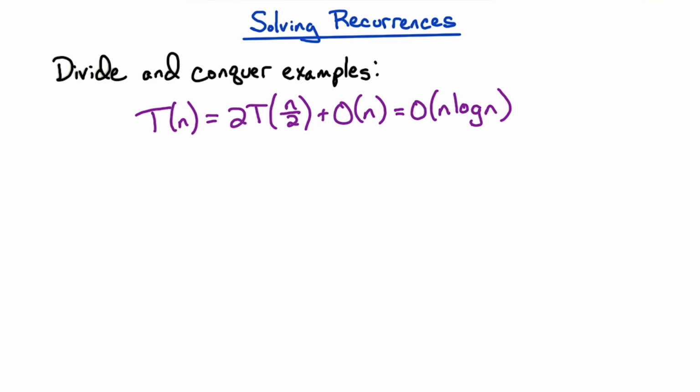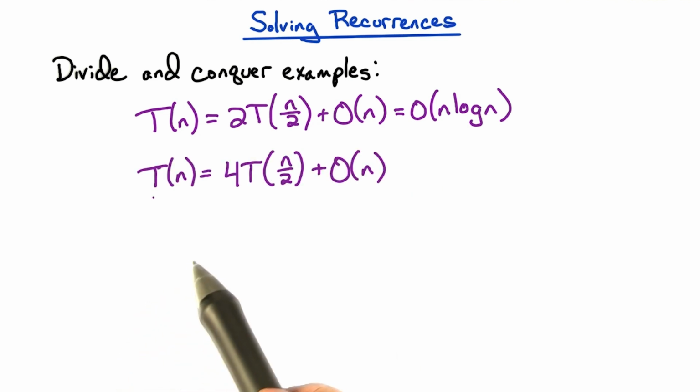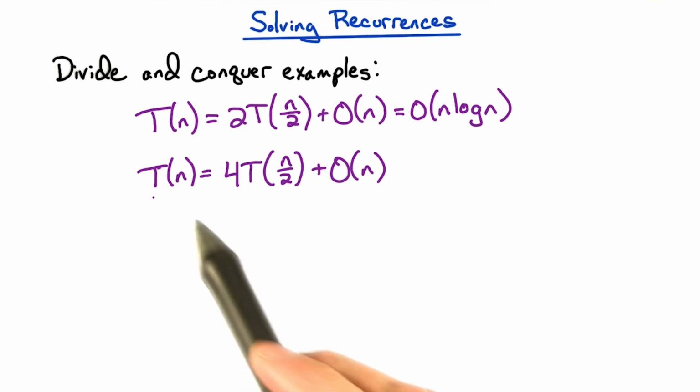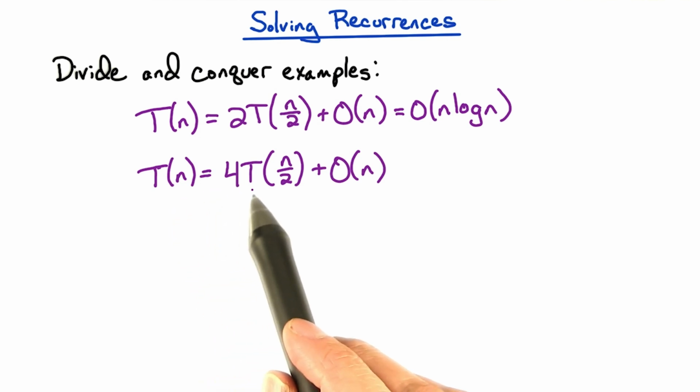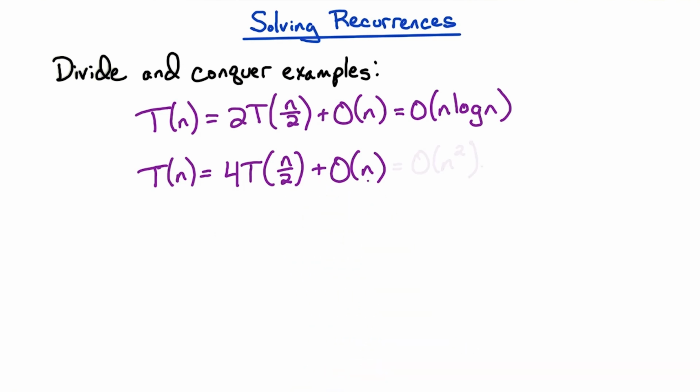Let's look at some other recurrences that we've seen so far in divide and conquer examples. The naive algorithm for integer multiplication had the following recurrence: T(n) = 4 T(n/2) + O(n). And we claim that this solves to O(n^2).